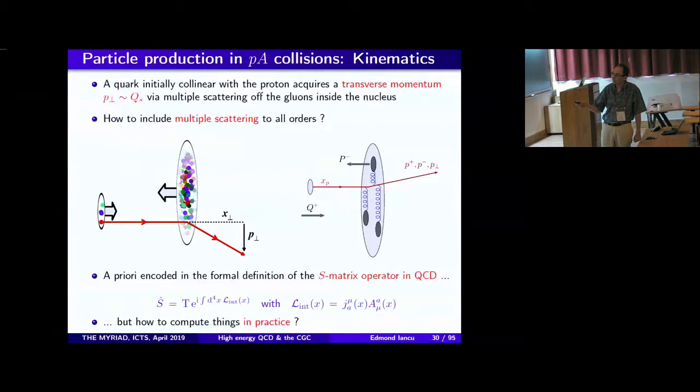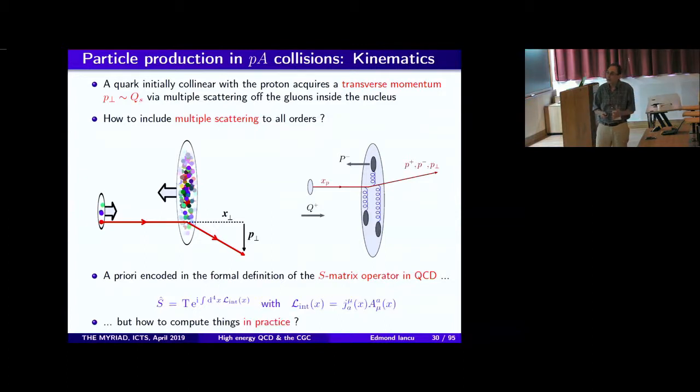See, I show three gluon exchanges. So these are different nucleons inside the nucleus, and each of these nucleons scatters with my quark by gluon exchange, which can be arbitrarily many, and together they give this final momentum here. And I would like to be able to compute multiple scattering to all orders. And the question is, how can I do that?